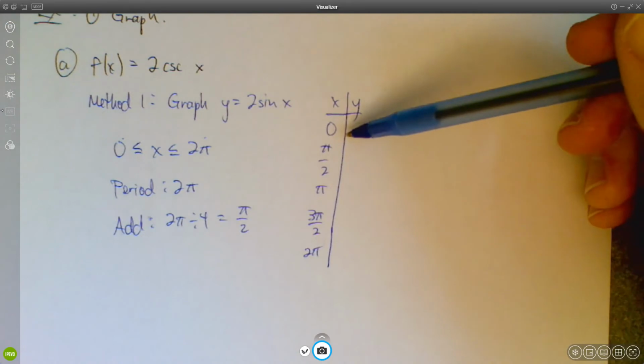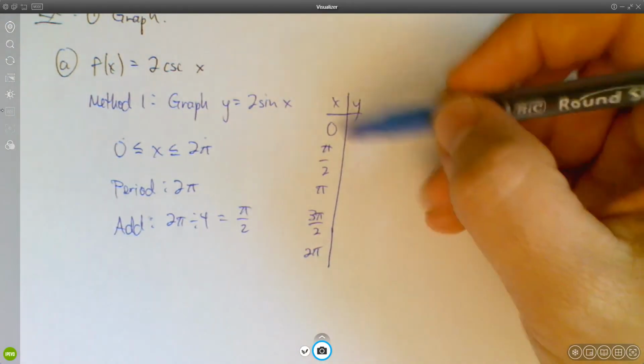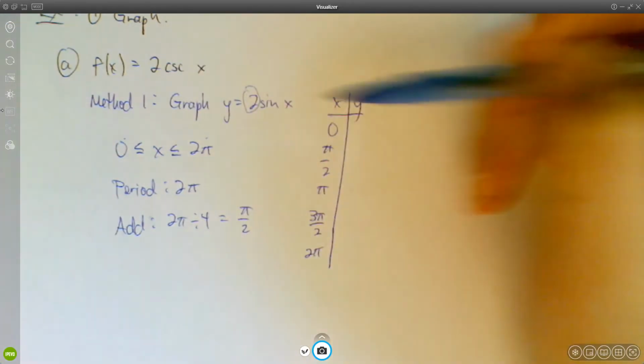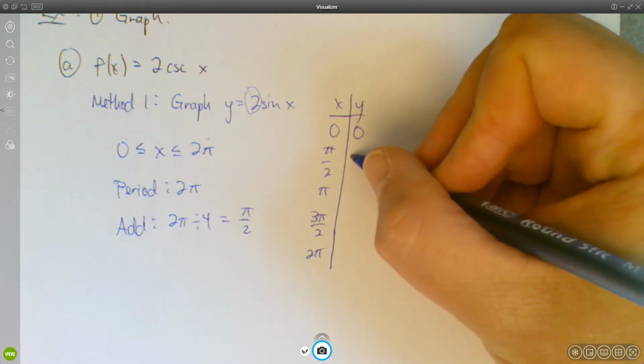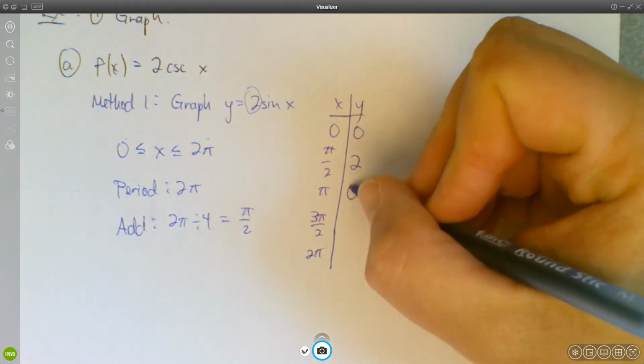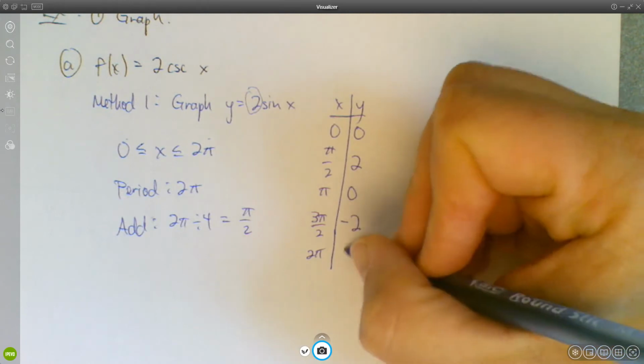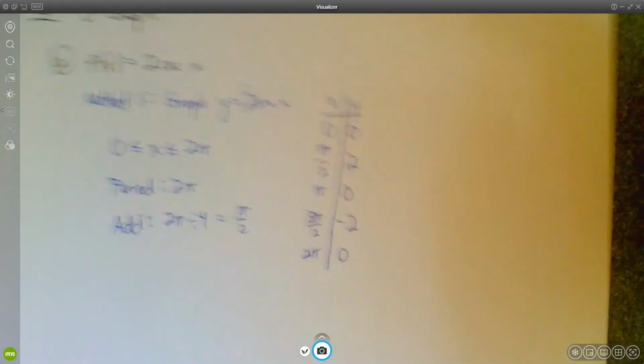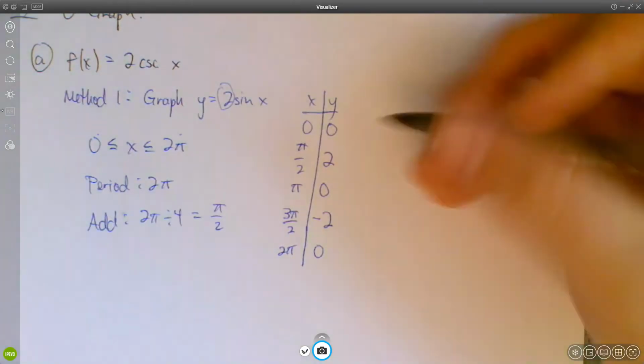And then remember, sine starts at 0. Oh, but I'm going to be doubling, right? So it starts at 0, and then it goes up to 1. Then it goes back to 0, down to -1, and then back up to 0, right? So that's what the sine function does.